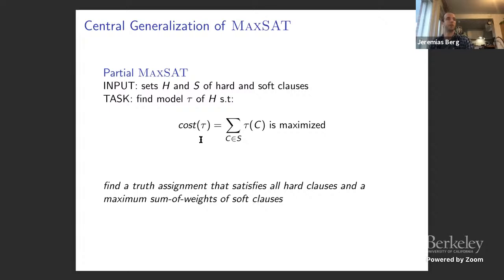And for simplicity, I will be sticking with unweighted partial MaxSAT in this talk, but I'll say here that you can also have weights on the soft clauses, and everything I'm going to talk about is directly applicable in that case as well. If you have weights, then you're trying to maximize the sum of weights of soft clauses that are satisfied.